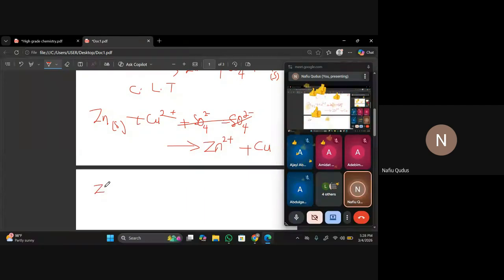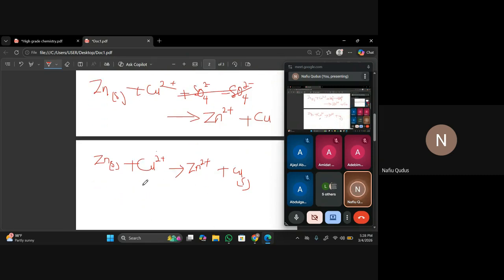We have Zn solid plus Cu2 plus, which gives Zn2 plus Cu. This is what we are going to have left. So this one is solid, this one is in aqueous form. So this is the equation that we are going to have here. So definitely that's what we have here.